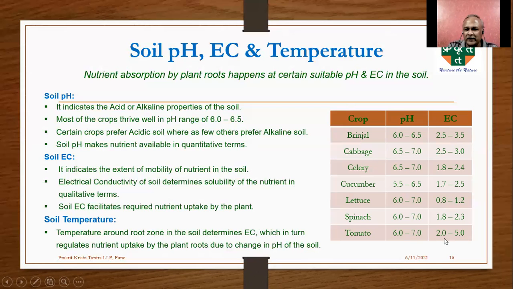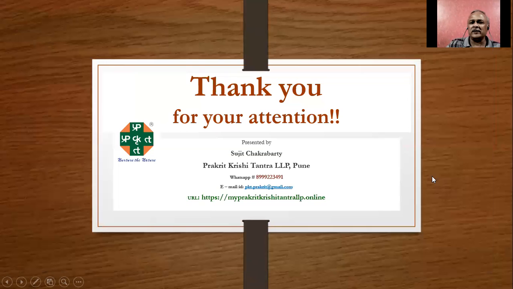Some have a wider range, for example, tomato will grow easily. Some have a very narrow range, for example, here 2.5 to 3 for cabbage on the higher side, or on the lower side 1.7 to this, or even lower here 0.8 to 1.2, a very narrow range. It is difficult to grow in soil which is outside this range. The plant will not grow very healthy. It will not look very good.